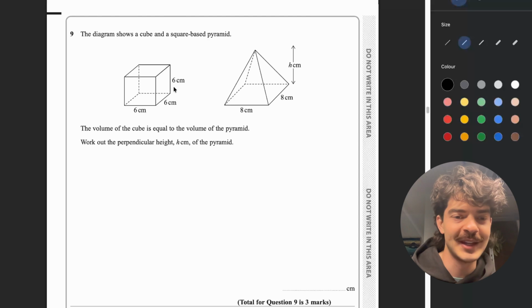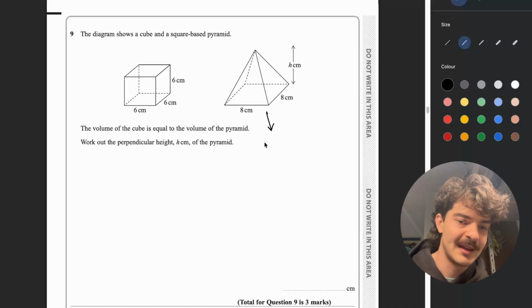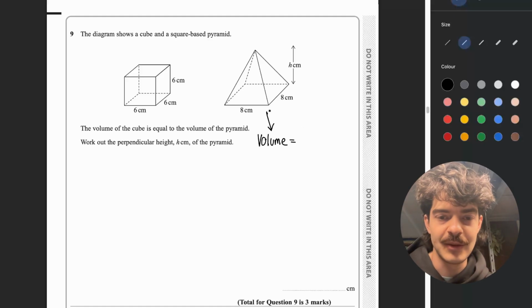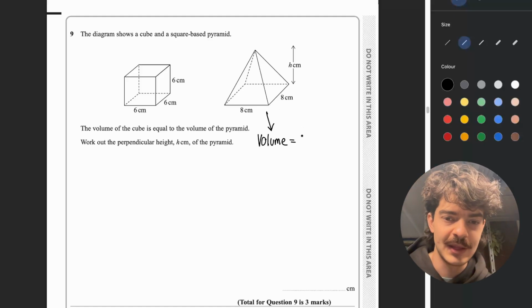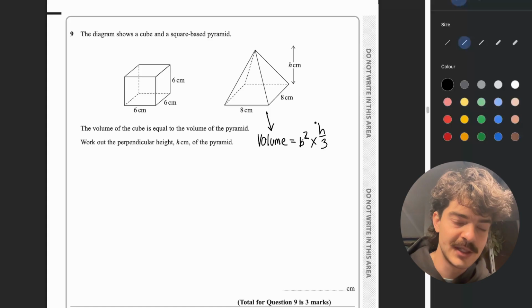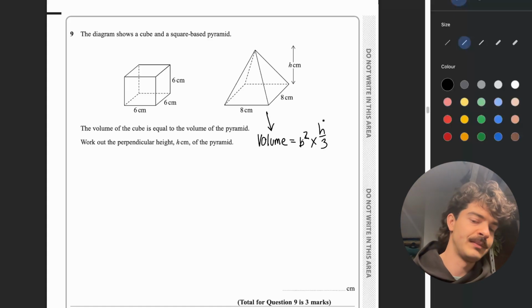Volume of the cube, well, that's just all the sides multiplied by each other. But the volume of a square-based pyramid, that's a little bit harder. I believe it's given to you as a formula. So the volume is the base, right? Let's call it the base squared times a third of the vertical height. You don't need to know why this is, but it's good to be aware of that formula. I believe it's given to you. So we can work out both the volumes.